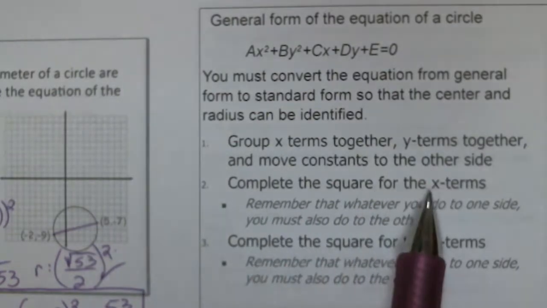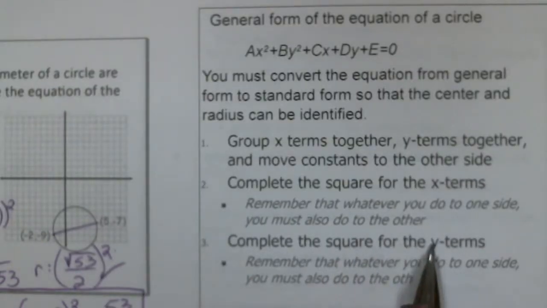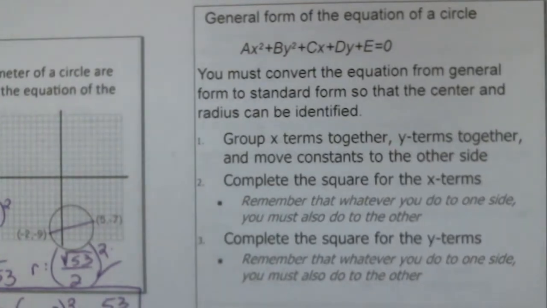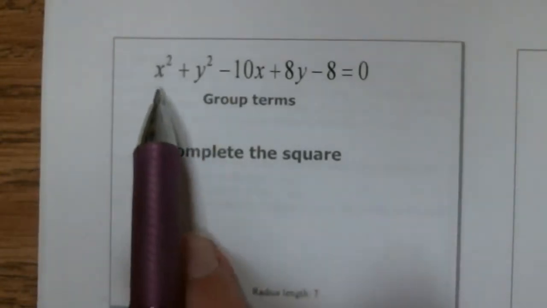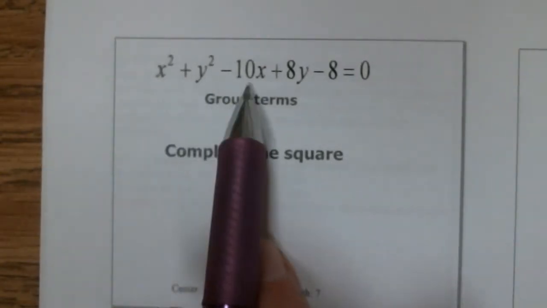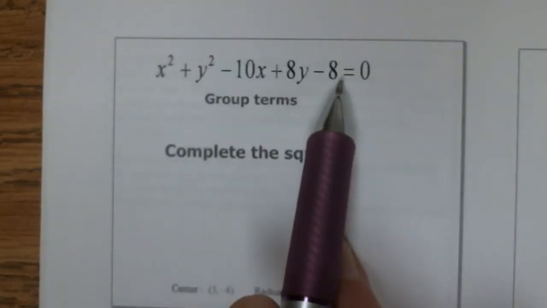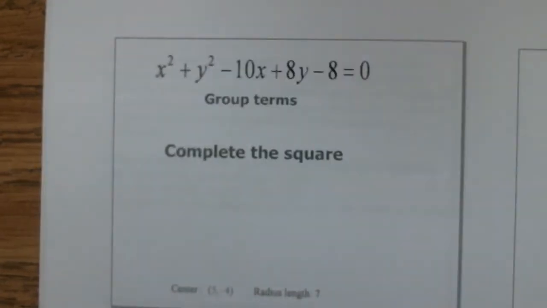We're going to complete the square for the x terms, and we're going to complete the square for the y terms. And you got to remember, whatever we do to one side of the equation, we have to do to the other. So let's just jump right in. And so here's what it's going to look like. Here's a typical problem. X squared plus y squared, there are two squared terms, minus 10x plus 8y minus 8 is going to be equal to 0.